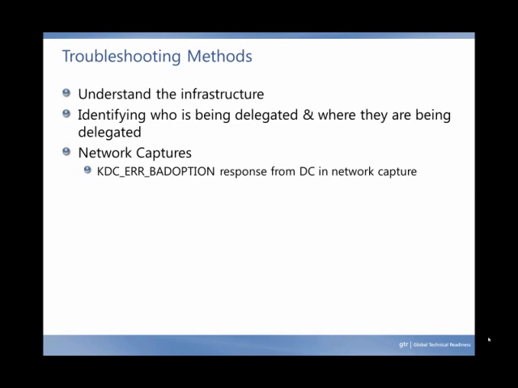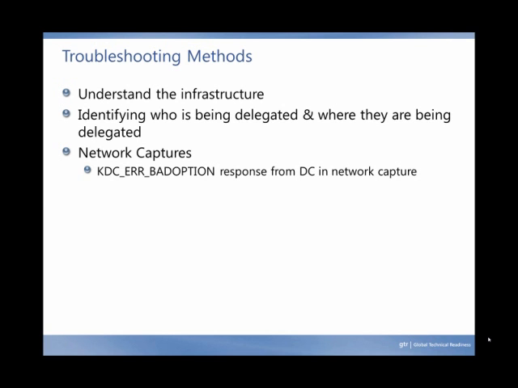Now we understand how to configure Constrained Delegation. There will be times that delegation fails, and it is important to understand how to troubleshoot this. The first step in troubleshooting Kerberos delegation issues is understanding the infrastructure. You need to know who the user is, where they first connect, and where they are being delegated to. Once you understand the basics, you will know how it should be configured to function properly.